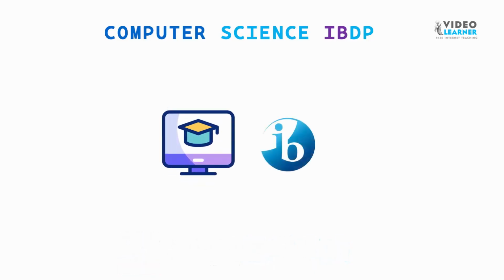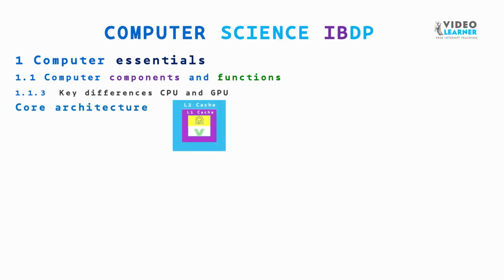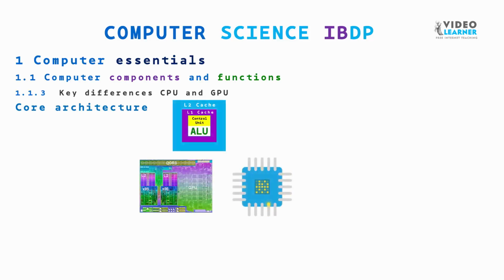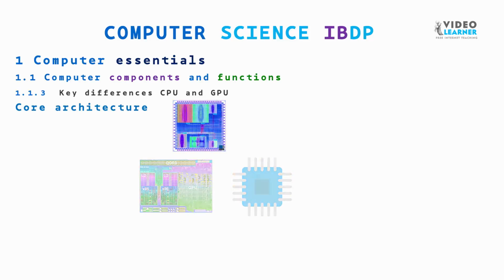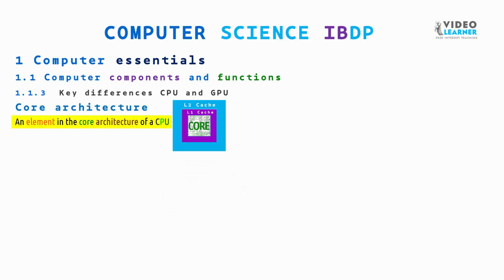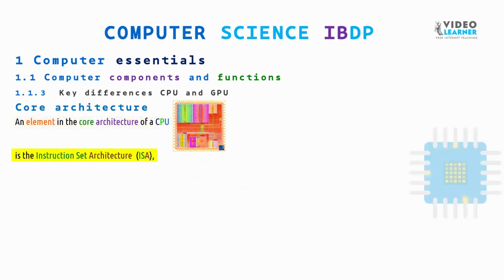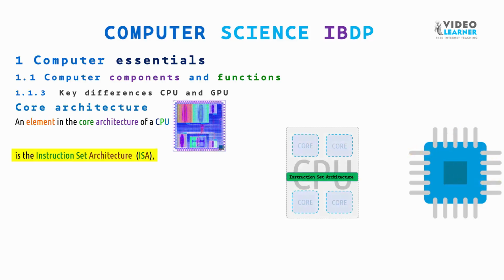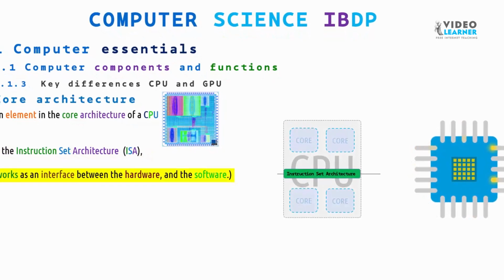Hi again, today we're going to explore the core architecture, either about GPU or CPU, and understand why it matters for modern systems. An element in the core architecture of a CPU is the instruction set architecture, ISA, that works as an interface between the hardware and the software. That's why it's in the middle, between hardware and software.